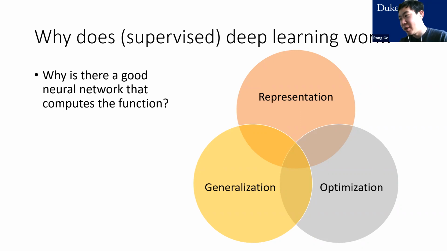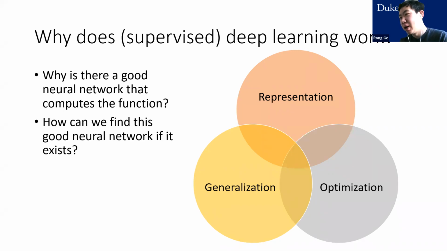But then even after that, assuming there is a good neural network that computes the target function, how can we find this good neural network? And that's more like a problem of optimization.